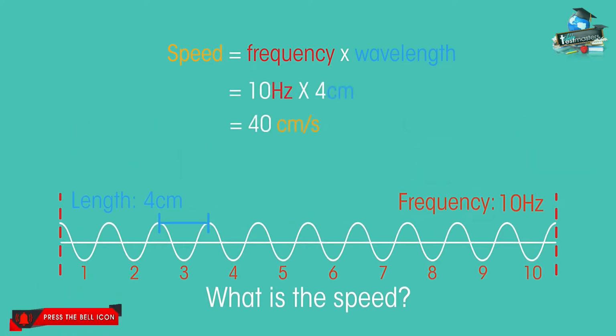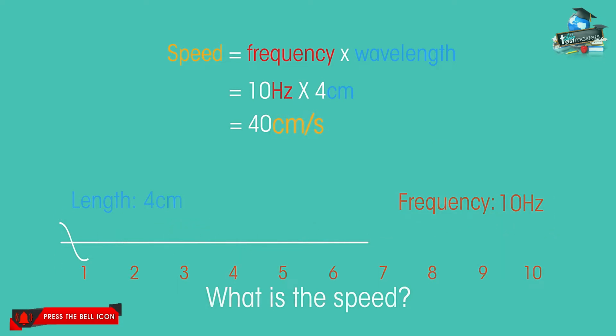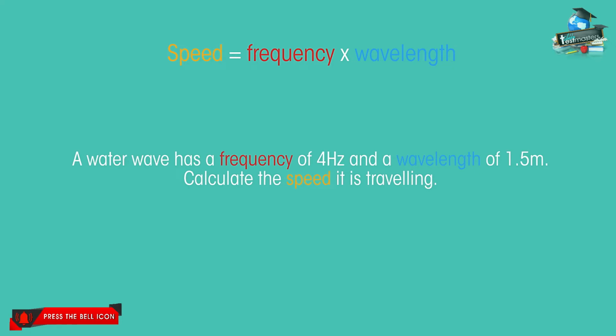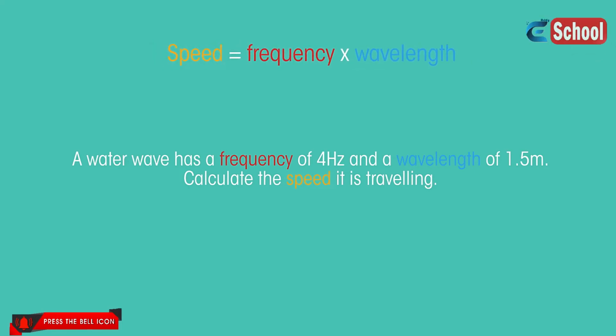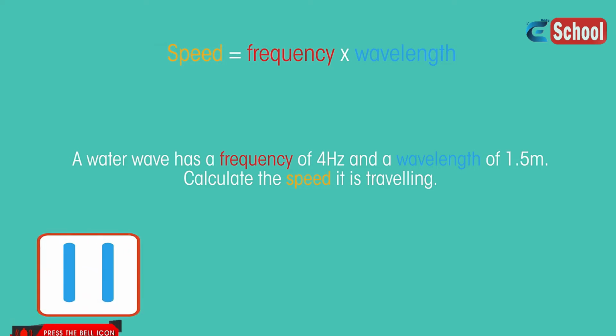Did you remember that the Hertz means per second, so the speed unit is centimeters per second? Here's another one for you to do. Remember to write down the equation first and check what units are being used. Pause the video, work it out, and click play when you're ready.